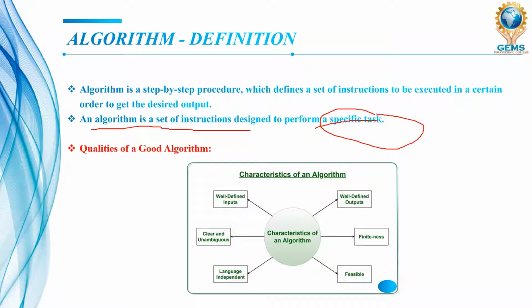Then our algorithm should have finiteness. That means our algorithm must terminate after running, else it becomes infinite. So our algorithm must have finiteness. Our algorithm should be feasible in nature. So these are the 6 basic qualities or characteristics of an algorithm. Apart from these 6, there are many more. Just for your reference, I am giving these 6.